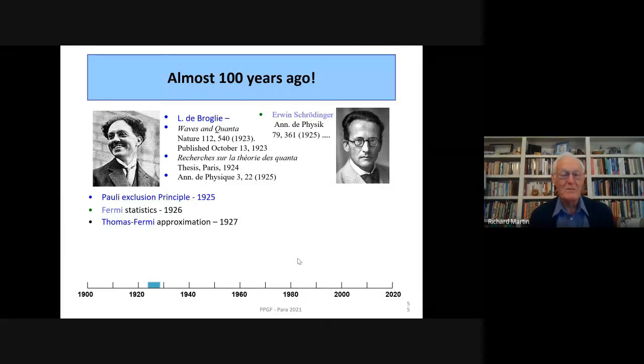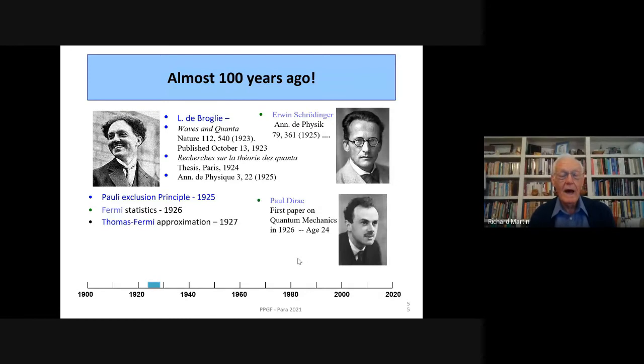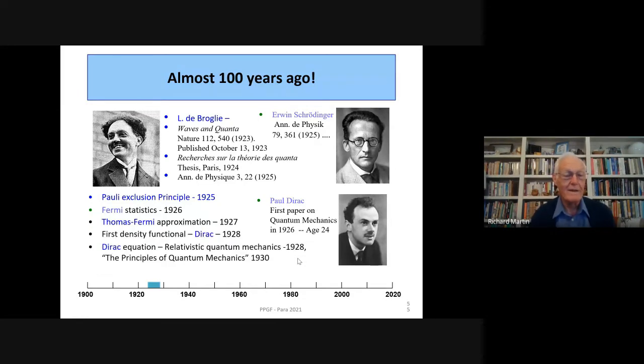And I'd like to mention particularly Paul Dirac. His first paper on quantum mechanics was in 1926 when he was age 24. Dirac had actually gotten a degree in electrical engineering, and it was a difficult time to get jobs, and he didn't get a job. But in addition, if you look at some of the descriptions of his personality, you can see why it was difficult for him to get a job in engineering. And we are really fortunate that he didn't.